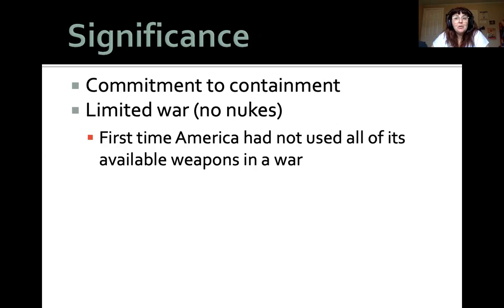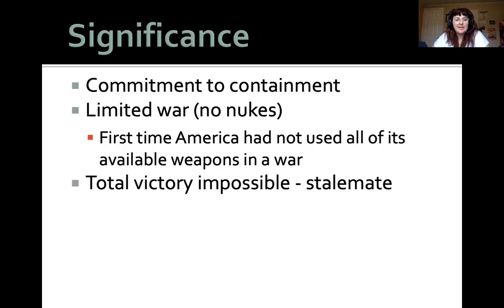This is also what's called a limited war, in which this is really the first time that we had not used all of our available weapons in a war. We did not use nuclear weapons in Korea. And in fact, that was a line that a lot of public and people in the government said, no, we're not going to cross that. Right? We did it in World War II. We used nuclear weapons on Japan, but this was the first time that really we said, no, there is a line we're not going to cross. And that was the use of nuclear weapons, even though that probably would have won the war for us.